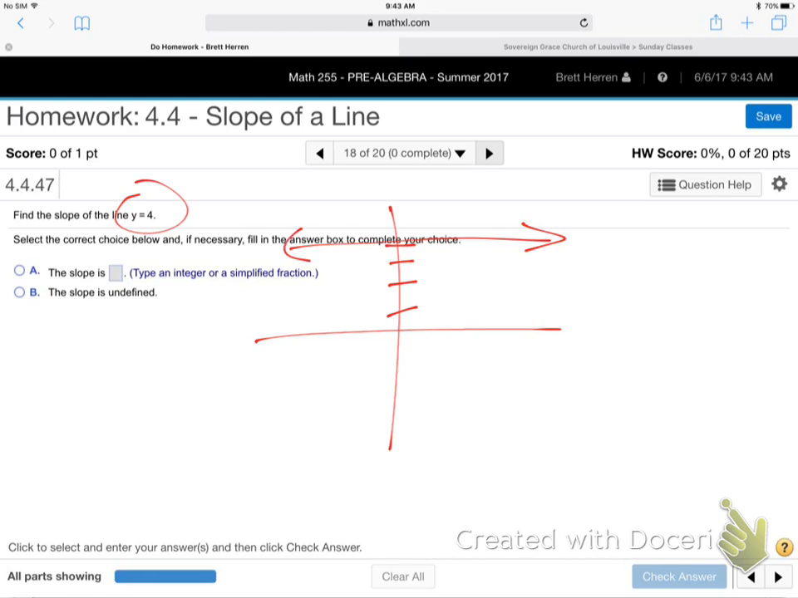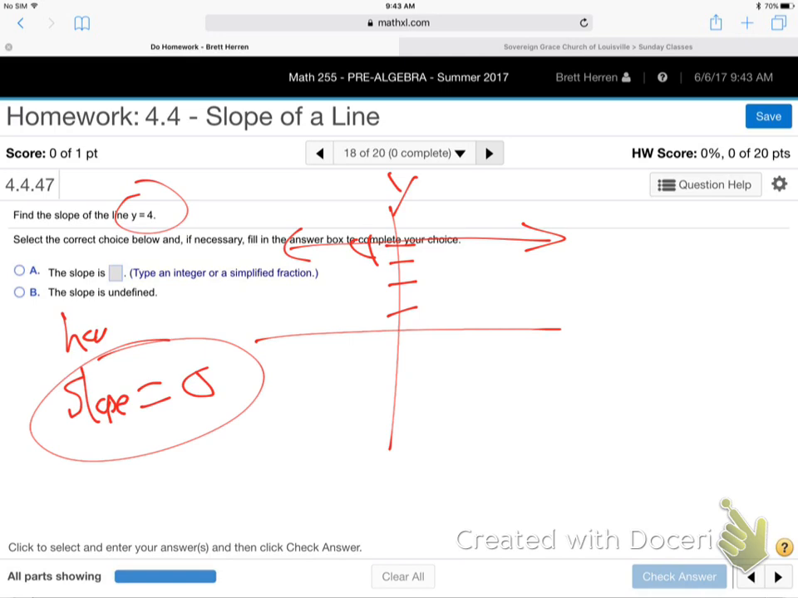So you just put a line up there at y equals 4. You don't have to draw a picture, but if that helps you, it's a horizontal line. And what is a horizontal line? Slope is 0 because there's no rise. Right? So vertical is undefined slope. Horizontal is 0 slope.